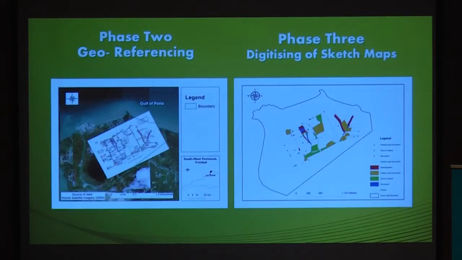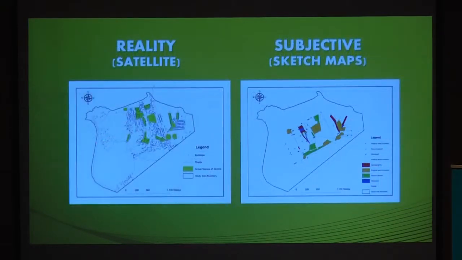Then the second stage will be georeferencing. That map that the villagers created was georeferenced onto the satellite image. And then there was the digitizing of the sketch maps. And then finally, here it is, a comparison was made between reality on the left, which is the satellite data, and then the subjective maps that were generated by the community leaders.